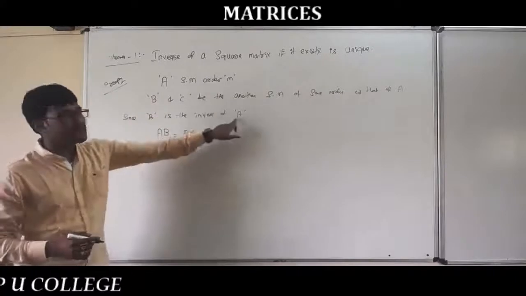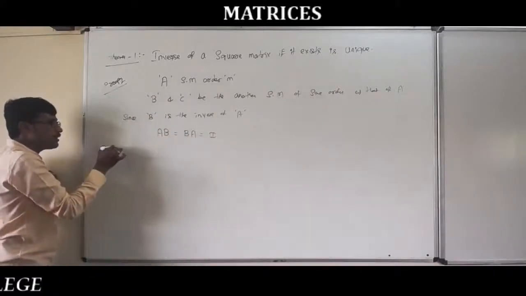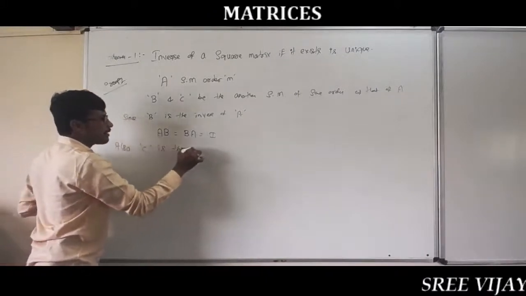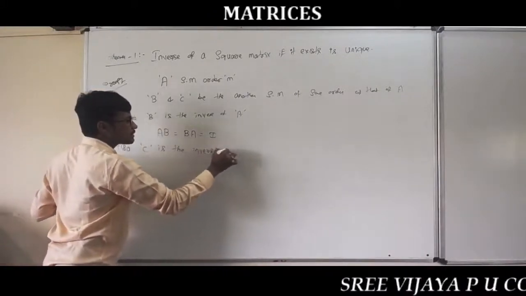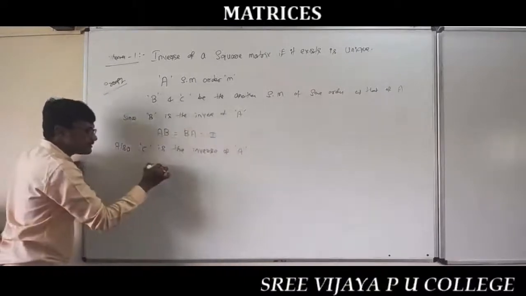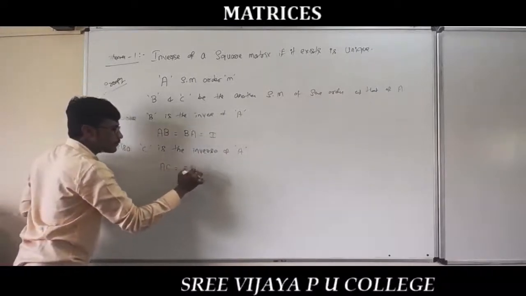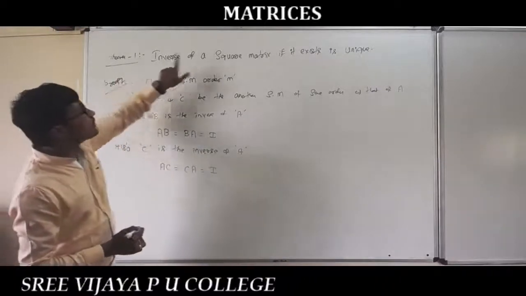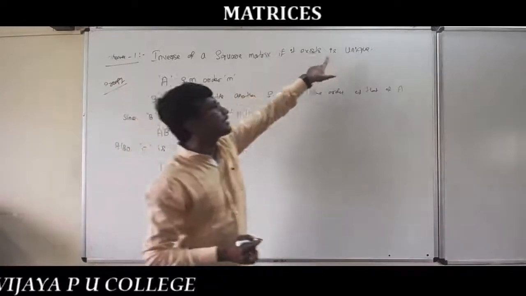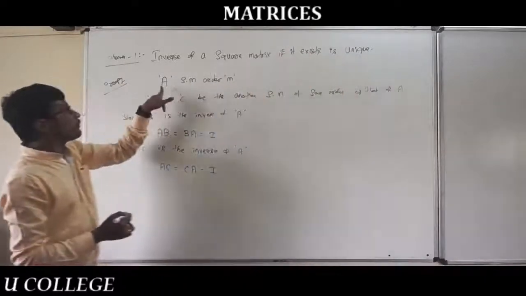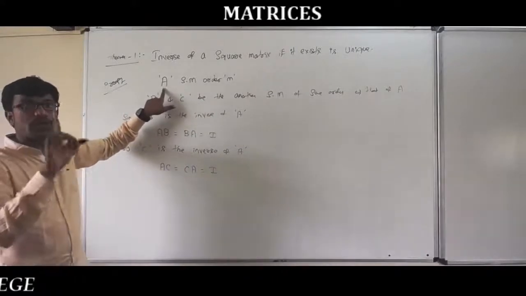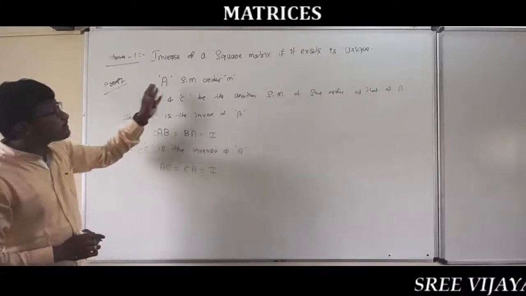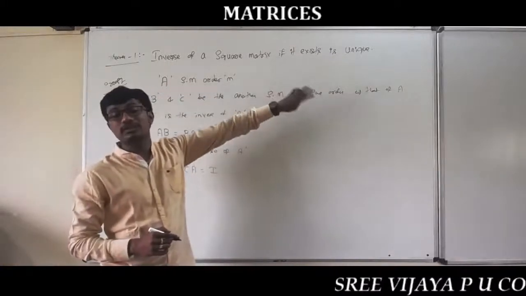Means B is the inverse of A, that is AB equals BA equals I. Also C is the inverse of A. So it means AC equals CA equals I. But according to the theorem, the inverse of a square matrix, if it exists, is unique. Means for a square matrix A, you will get only one inverse, either B or C. But here we have taken that B and C both are other square matrices of the same order and both are inverses of A, right?